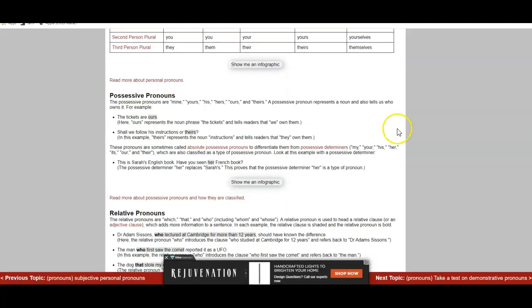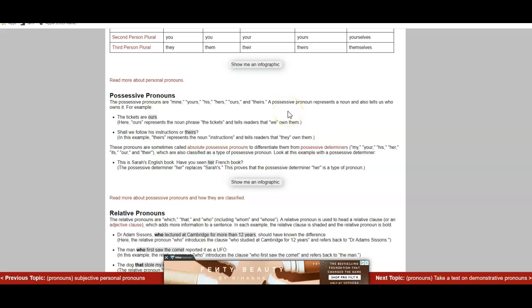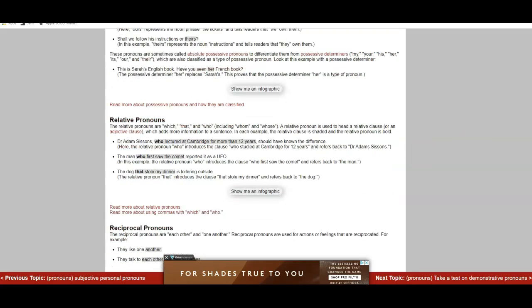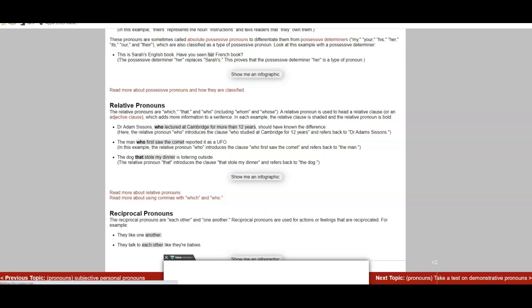Possessive represents a noun and tells us who owns it. So yours, mine, his, hers, ours, and theirs. Whenever you talk about possession, that says who owns the thing. All right, so I don't really think you had problems with that on the quiz, but I just wanted to go over that again. Relative is not on your quizzes.